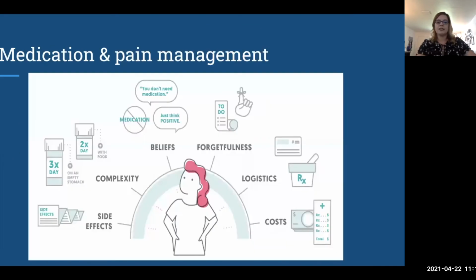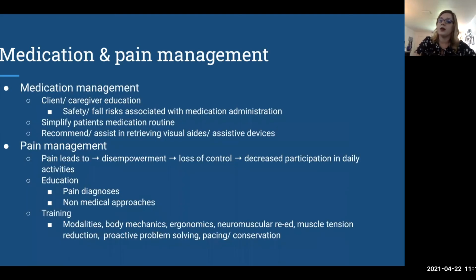So this visual highlights some things that affect a patient with their independence and medication and pain management. There's various factors that could affect an individual's independence, such as their beliefs, forgetfulness, the cost of medications, the side effects of medications. So what can an OT do for medication and pain management?